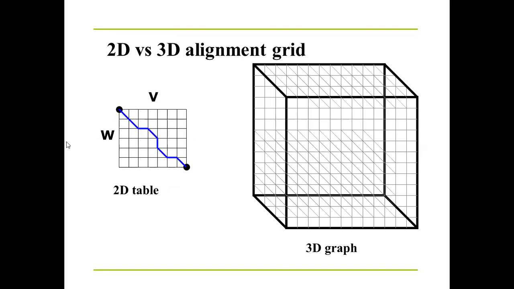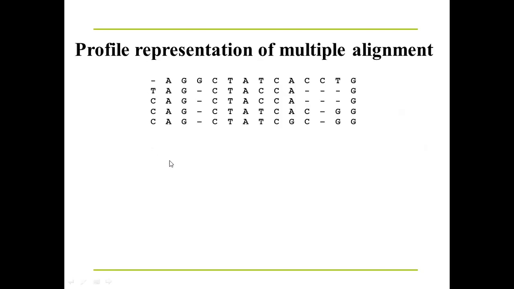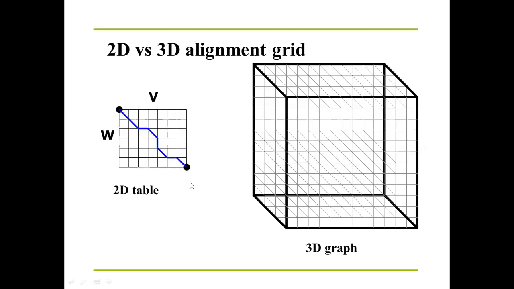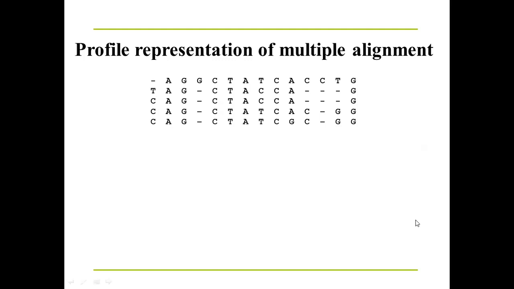Here you can see, if we have two dimensions, then we have to move from here to here, like the backtracing we performed in our previous experiments. Similarly, if we have more than two sequences and move to three dimensions, then we have to use this box and move from this point to this point. So here we have a profile representation of multiple sequence alignment.